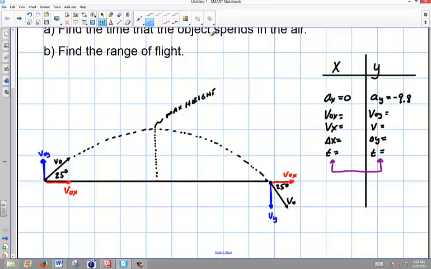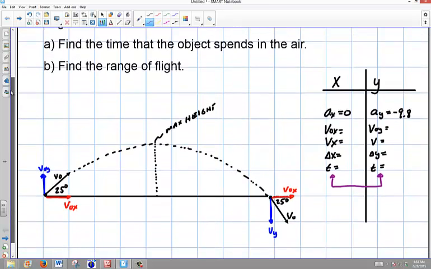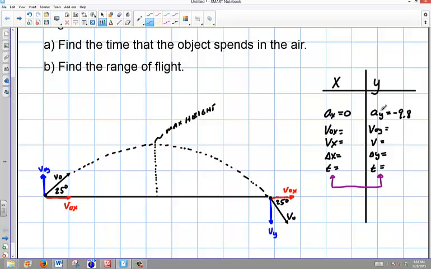So the question we have to ask ourselves is, what do we do next? And what are we trying to do in our strategy to solve this problem? Well, the first thing we need to do in any kinematics problem is find three variables on this side of the equation. In other words, when we're dealing with the y and we have a constant acceleration, we need three variables.